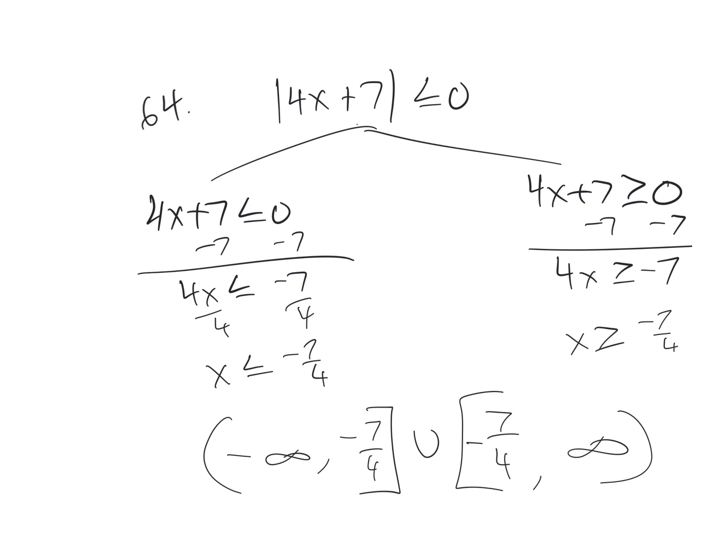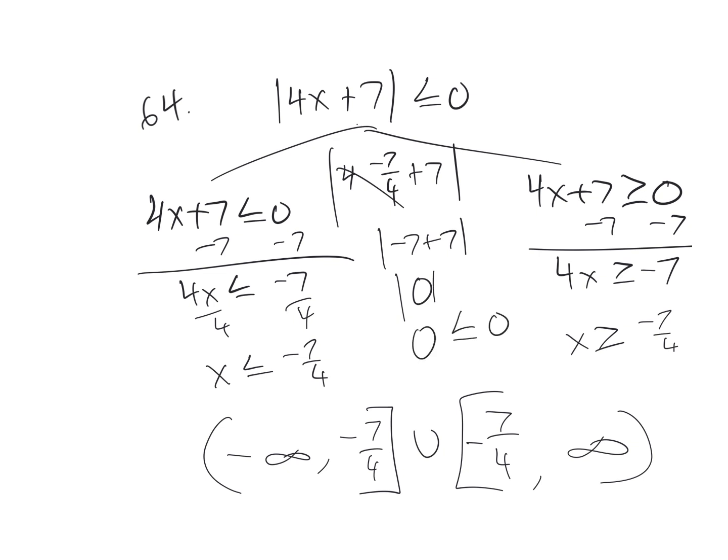Okay, all right. What was the 4 times negative 7/4 plus 7? That's negative 7 plus 7, which is 0. Absolute value is 0, is less than or equal to 0. So the value that I can plug in for x is going to make the expression equal to 0. So that's why it has a bracket, because it works. A bracket because it makes it equal to 0. But if there's no equal sign, you got to have that equal sign. If there's no equal sign, it's all parentheses.